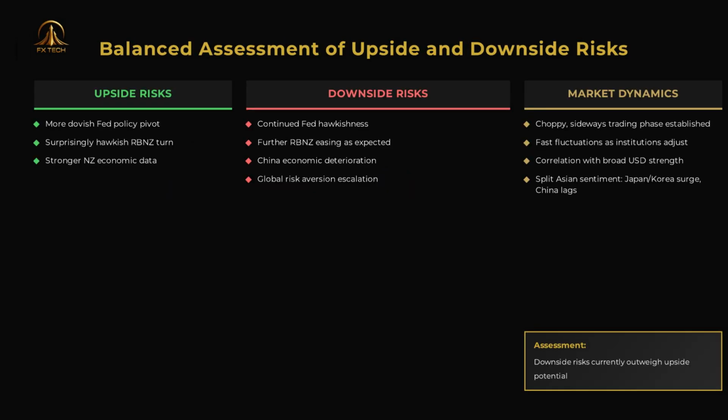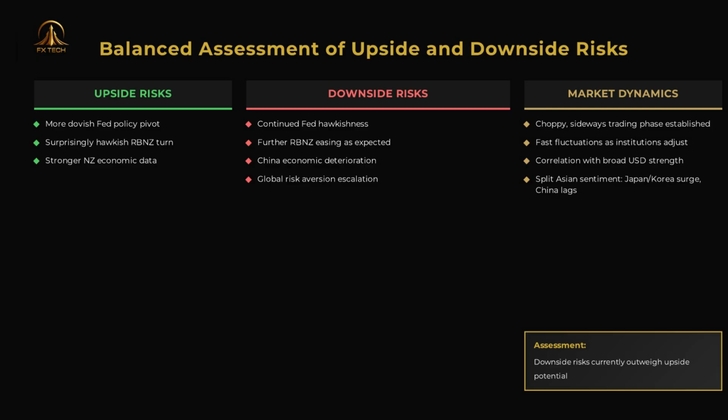A balanced risk assessment is essential for informed trading decisions. Upside risks include a more dovish Fed policy pivot, a surprisingly hawkish turn from the RBNZ, and stronger New Zealand economic data. However, downside risks appear more substantial and include continued Fed hawkishness, further RBNZ easing as expected, China's economic deterioration, and potential global risk aversion escalation.